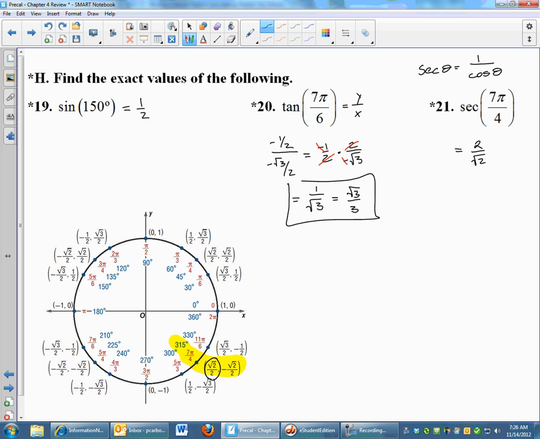And honestly, some math teachers, or the Math League of America, if they're spying on me, they'll be angry at this. I'm okay with 2 over the square root of 2. However, this one does rationalize quite nicely.